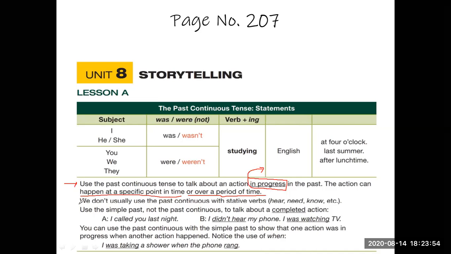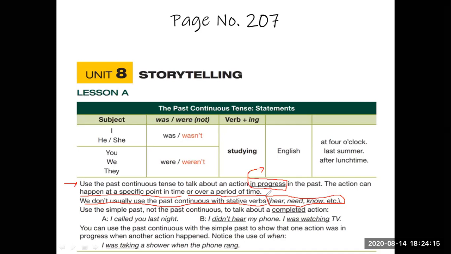We don't usually use the past continuous with stative verbs, never. I mean, never. We never use ing with stative verbs. You remember when we were talking about stative verbs. When we say stative verb, it is because we cannot use them with ing. Okay.